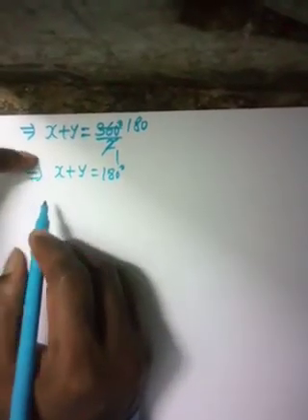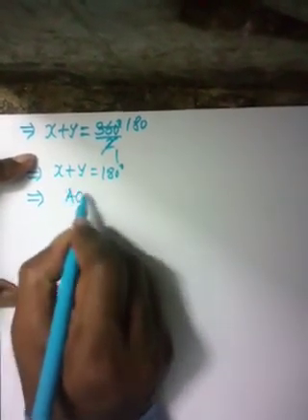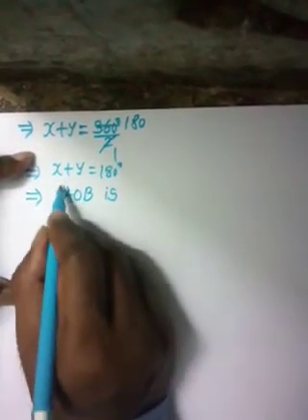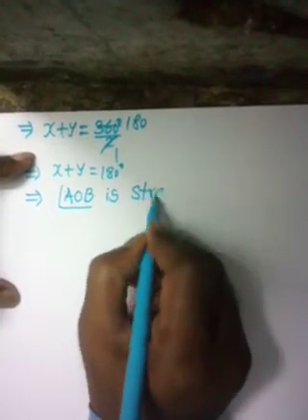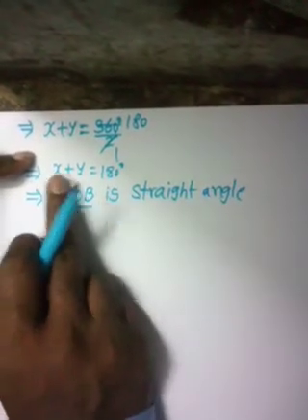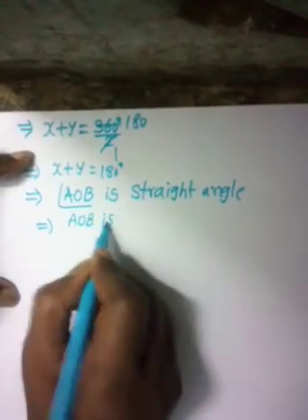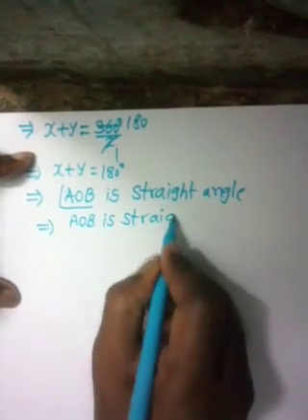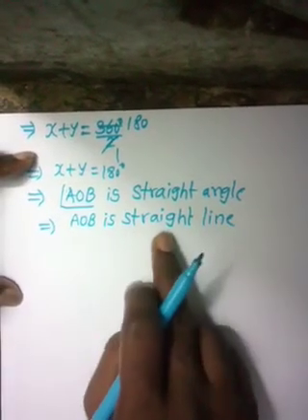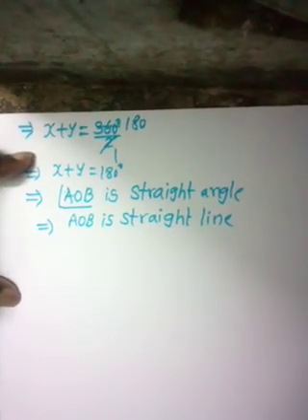This implies, what can you say here? AOB is a straight line. Angle AOB is a straight angle. Angle x plus y is nothing but angle AOB. What can you say? AOB is a straight line. Understood this point, my children? This is the required result. Okay, my children? Understood? Right.